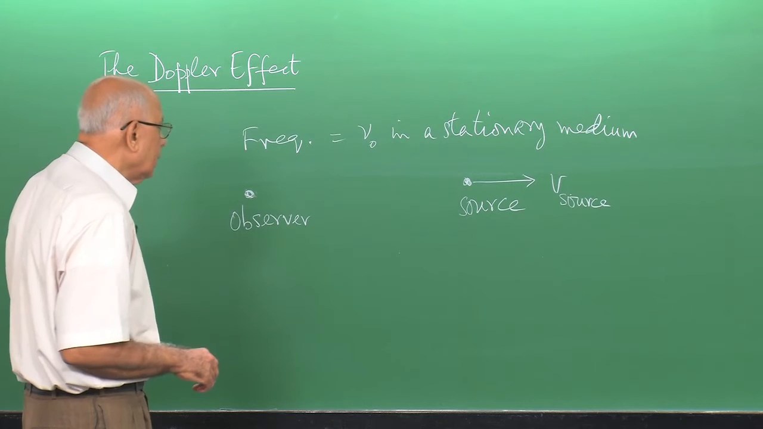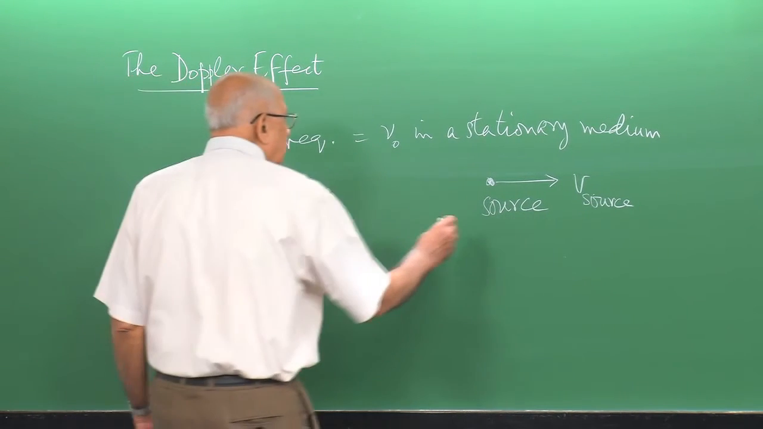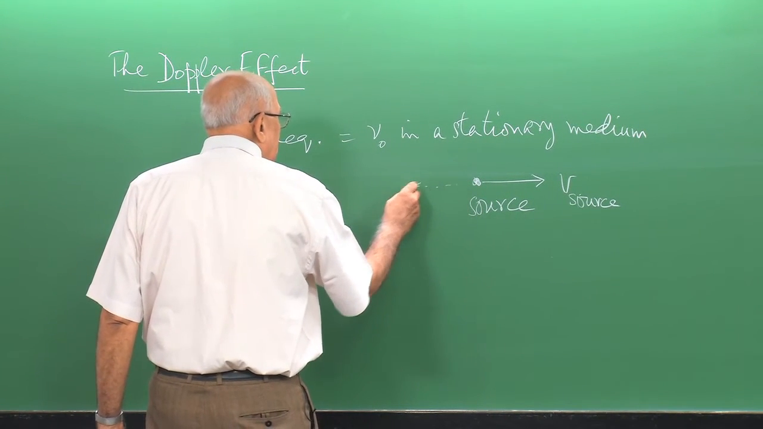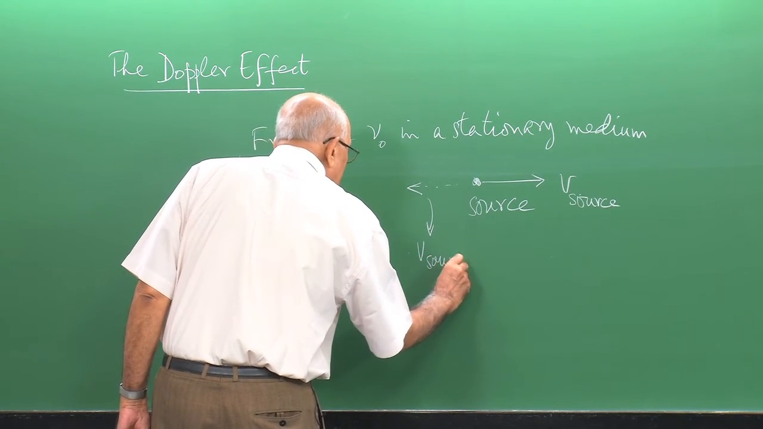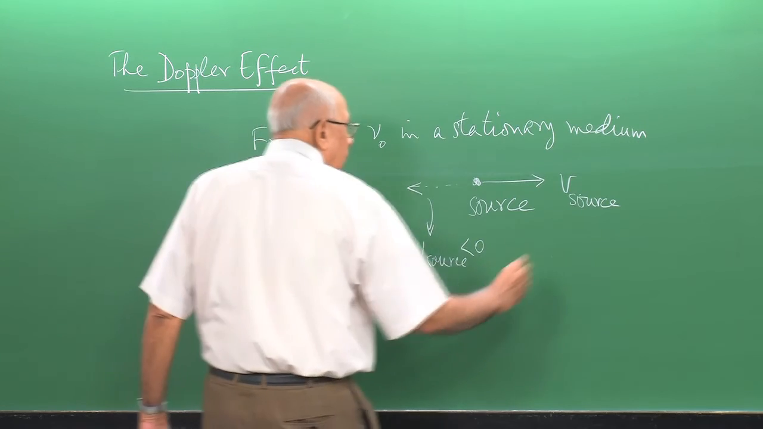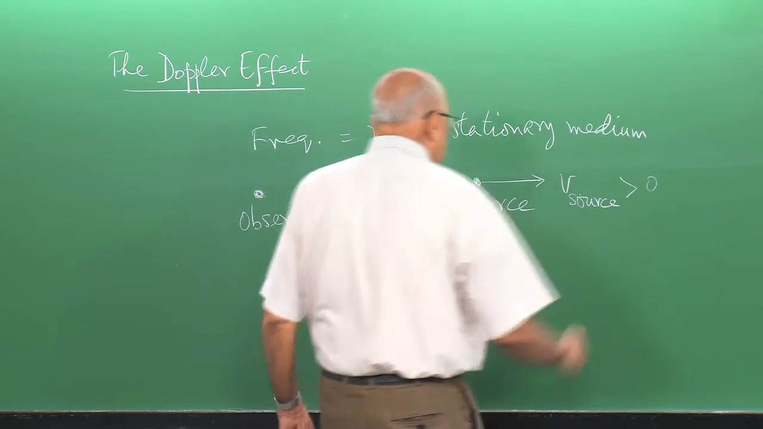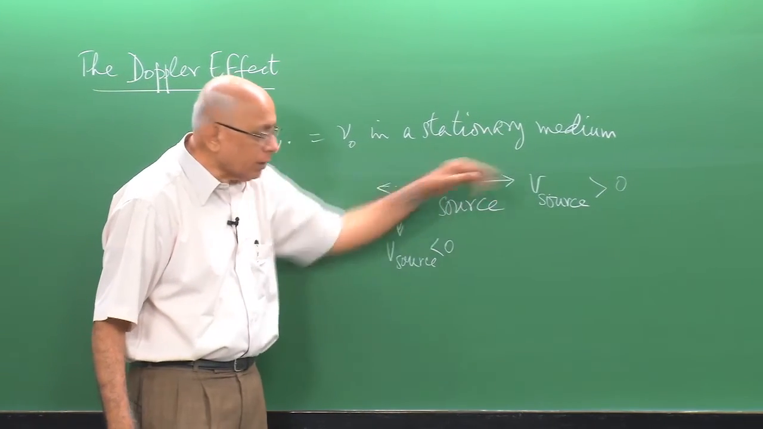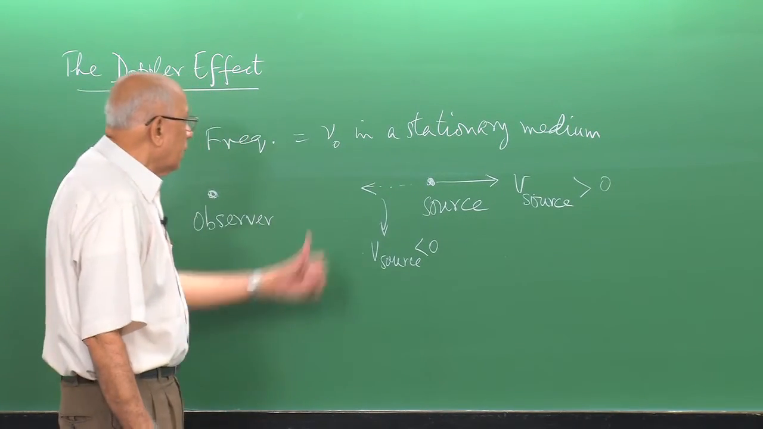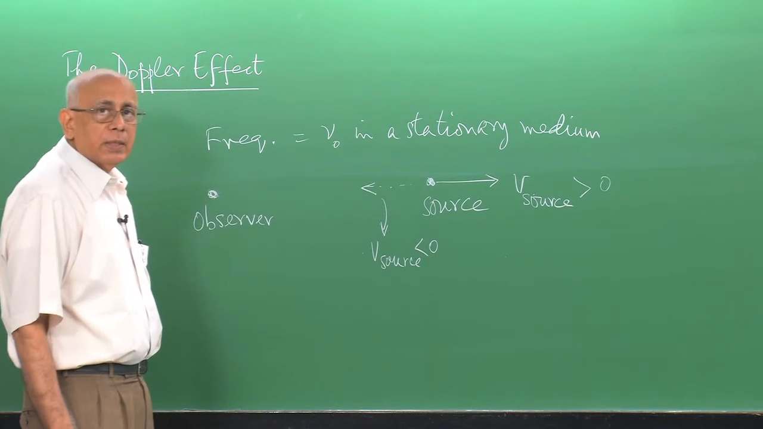That is one question. The other question we could ask is, and of course V source could be in this direction, so this would correspond to, let me say, V source less than 0, and this would be V source greater than 0. So the convention is that if the source moves away in this direction, V source is positive, and if it moves this way, V source is negative.